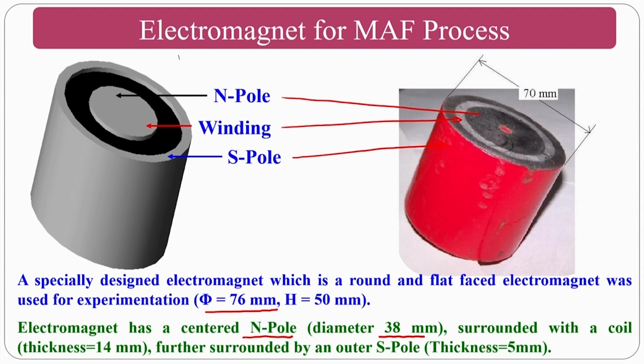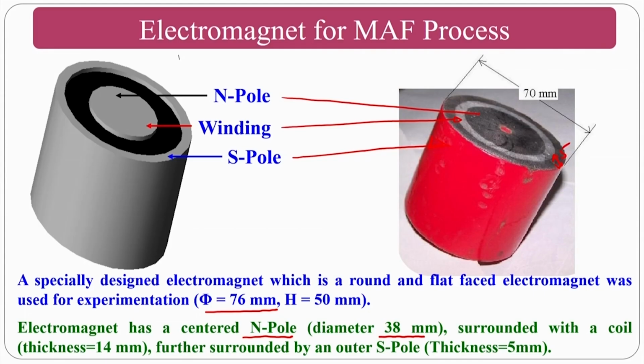So you can see here, this is 5 mm thickness, and the 14 mm thickness is the windings, and again 38 mm is the north pole. So the two poles sandwich the windings in this particular design. This is a special design that is made for magnetic abrasive finishing.